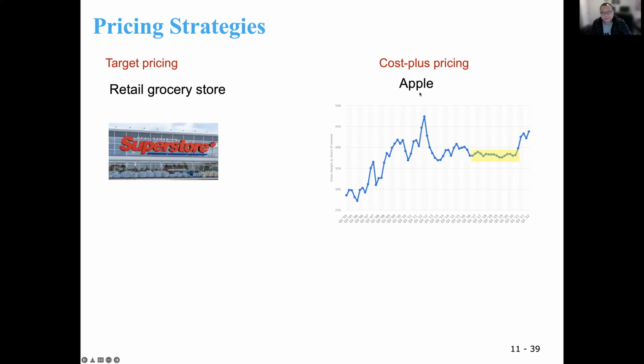This is the interesting part for the Apple product. Do you think it is in a competitive market or in a non-competitive market? If it's a non-competitive market, they are using cost plus pricing.